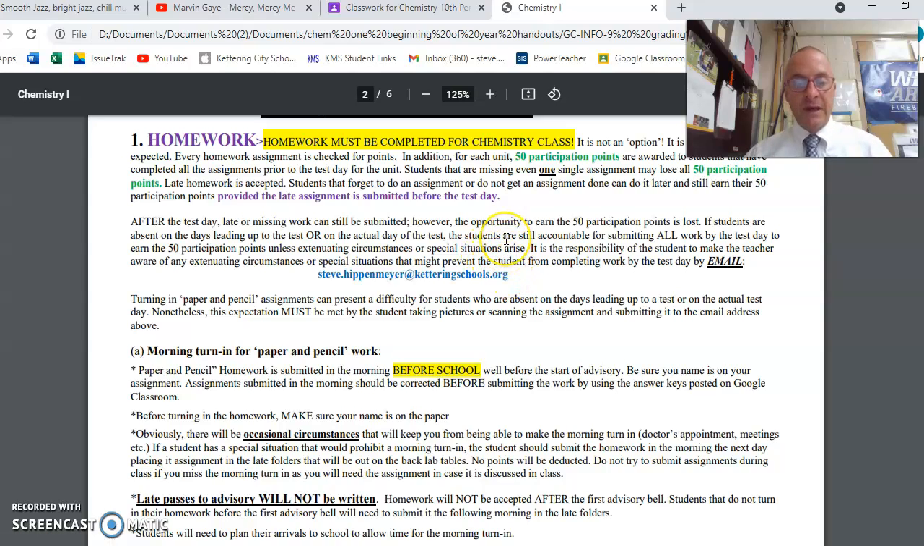If for some reason you're having issues or things are not working out for you, or you just need to communicate extenuating circumstances which might be preventing you from getting things done on a timely basis, always email me at steve.hippemeyer@ketteringschools.org. Email me, communicate with me. Let me know if things are stressful for you or if you're having trouble keeping up, because we would like this to work. But for this to work, you will have to work.